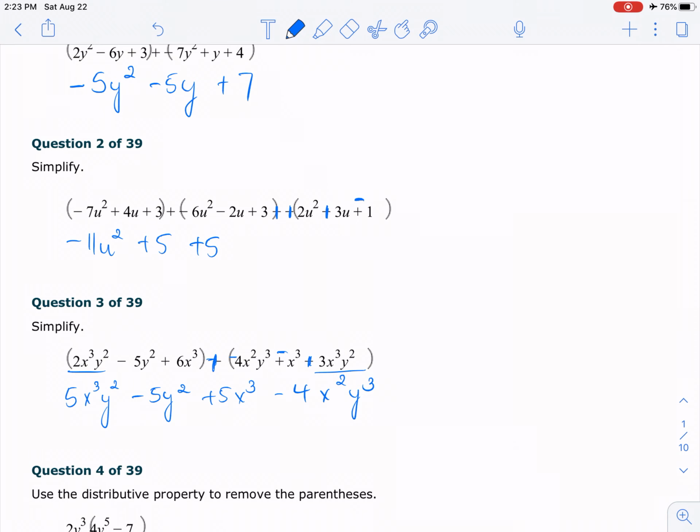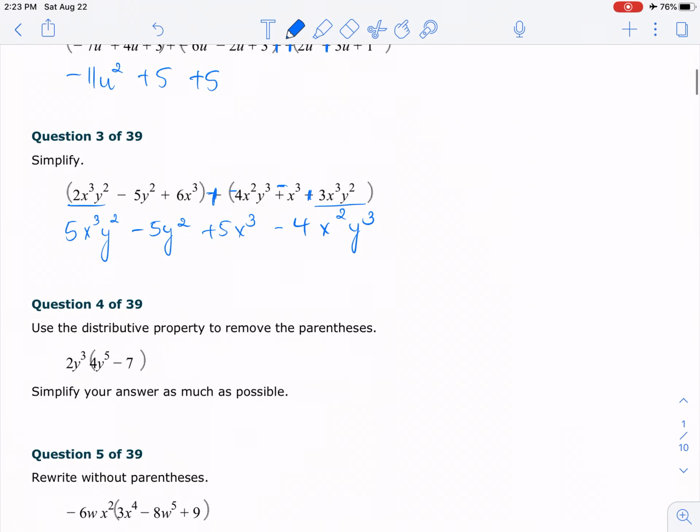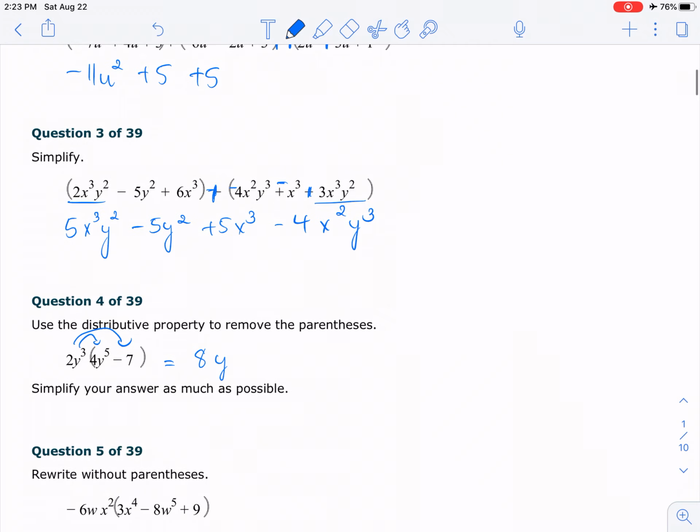Moving on to multiplication. Multiplication, pretty much you want to distribute. So hopefully you still remember the rules of exponents. So first let's just multiply the number, which is 8. For y, we have y cubed times y to the 5th power. So you add the exponents, so it's y to the 8th power minus 14y cubed.